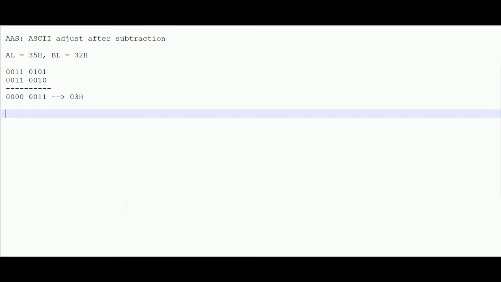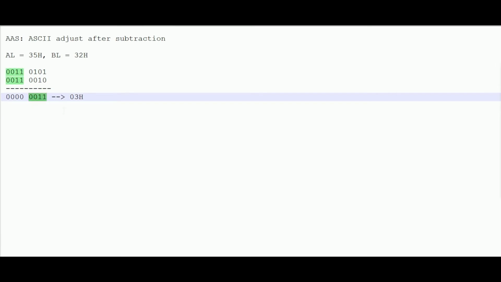Now this algorithm remains the same. First it will check whether the lower nibble is a valid decimal digit or not. In this case it's a valid decimal digit, which is 3, so nothing will be done. The higher nibble is automatically cleared, so it will be 0, and the lower nibble will remain as it is, that is 3. So if you subtract 5 minus 2, you will get 3. So this is one example. Let us move to another example.